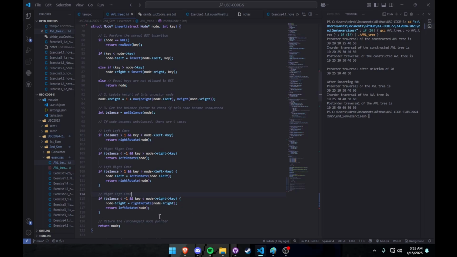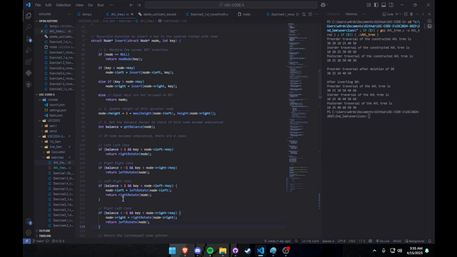I also remember Bryle and John talking about how this works. So I will not touch on it too deeply because that will add onto the very long time that this video is already in. So I'll just talk about how this works. As they said, left case is when the balance is greater than 1 and the key is less than the node key. This is just for safety reasons.